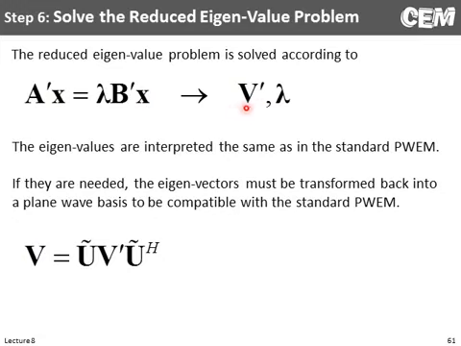If we wanted to recover eigenvectors that are in the basis of the original eigenvalue problem, we would just have to transform back. So here's the eigenvector matrix from the reduced problem, and we transform back to V. Now these eigenvectors would be consistent with the original plane wave expansion method. But if we're just doing band diagrams and sheets and things like that, we don't need to do this. We don't need the eigenvector matrix. We only need the eigenvalues.